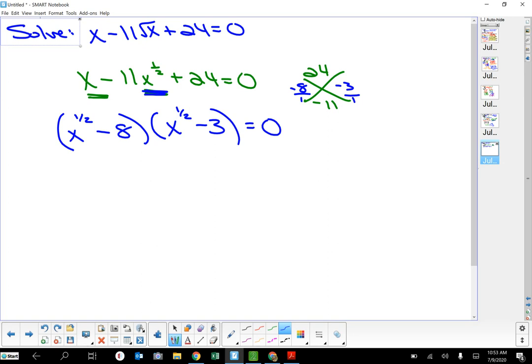Now, if you were to FOIL these out, you'd go x to the 1/2 times x to the 1/2. You add your powers, so you do get x. Negative 8x to the 1/2, negative 3x to the 1/2 gives you negative 11x to the 1/2. Negative 8 times negative 3 is 24. So that does check. Now I need to set these equal to 0.